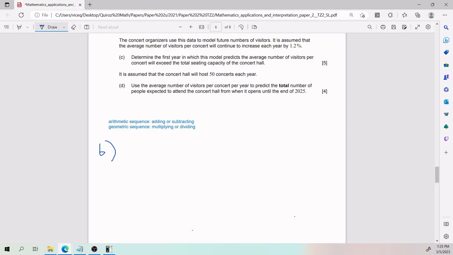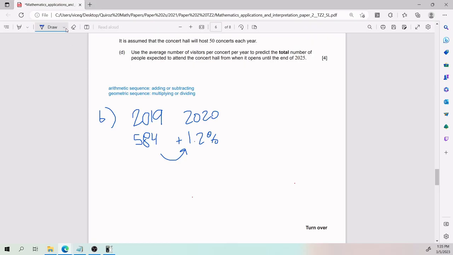There's a couple of ways to approach this. I'm gonna show my favorite one and explain the other method for anyone else. But point is, in 2019, okay, we had 584 visitors. 2020, we had a 1.2% increase from last year. So we understand that, right? Intuitively, it makes sense. This year, in 2020, we had 1.2% more people than last year, and so essentially, we need to find how much that increase is.